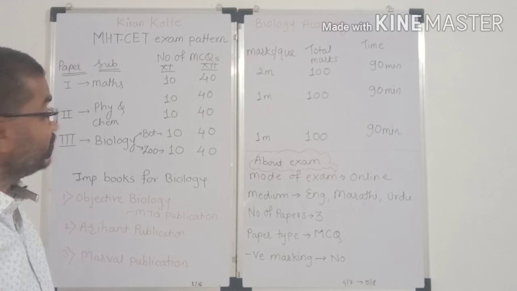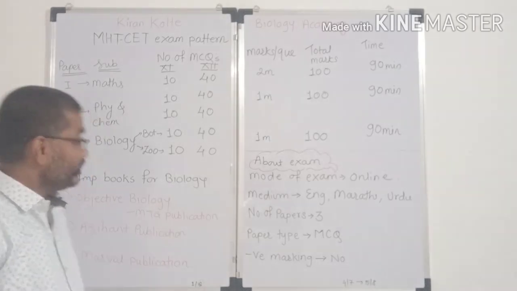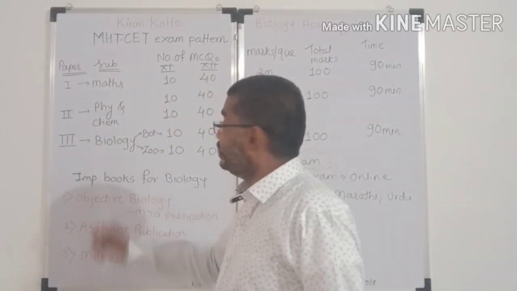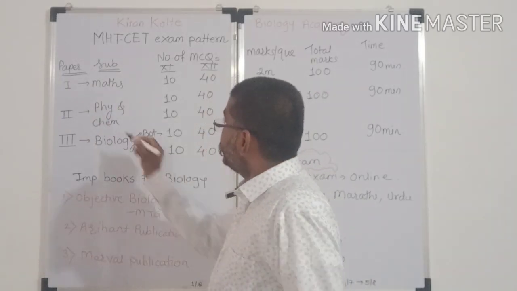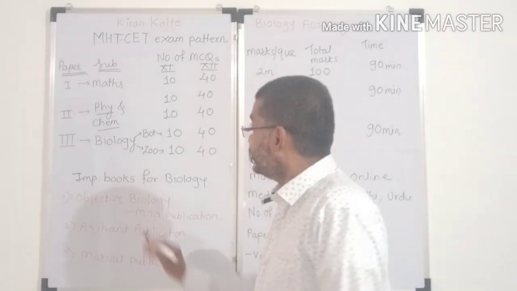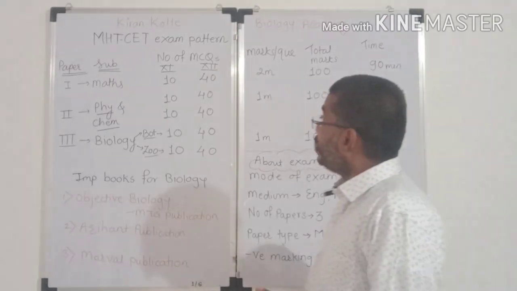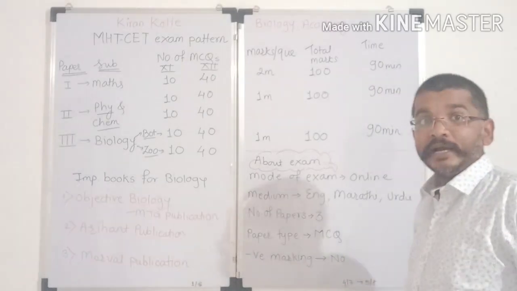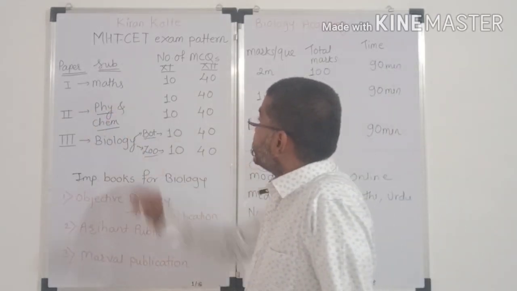So first of all, in the first video, we'll discuss the MHT CET exam paper pattern. In the MHT CET exam, there are a total of 3 papers: paper 1, paper 2, and paper 3. Paper 1 is maths. Paper 2 consists of two subjects, physics and chemistry, and the third paper is biology. It consists of two subjects, botany and zoology. In this video we are going to discuss the weightage and mark distribution for every paper. So first of all, paper 1, maths.